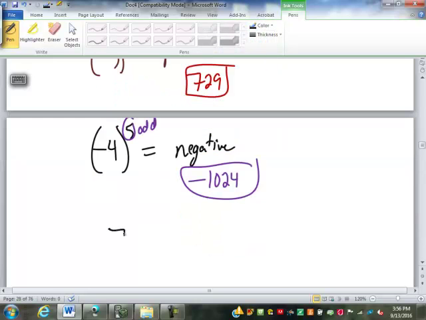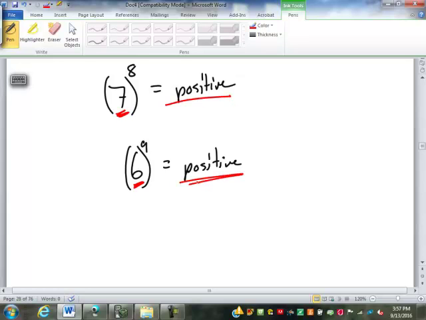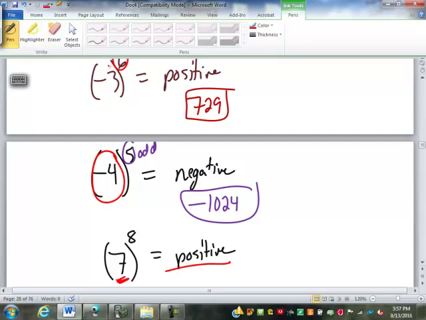What will 7 to the power of 8 be? Positive or negative? Positive. What will 6 to the power of 9 be? Positive or negative? Why is it positive? Didn't we just say odd powers? I started with a positive number, exactly, on both of these. No matter what power, if I have a positive 7, it doesn't matter what power I raise it to, I'm going to get a positive answer. Positive 6 is the same way. So that odd and even only applies if I'm starting with a negative number.